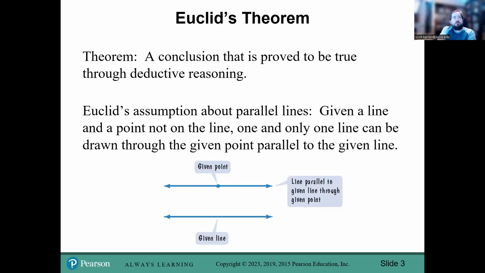Euclid's theorem was a conclusion that is proved to be true through deductive reasoning. His assumption about parallel lines is: given a line and a point not on the line, one and only one line can be drawn through the given point parallel to the line. So if I have a line and a point, there's only one other line that will go through this point and be parallel to the other line. If I try to draw another one, those two are going to intersect. There's only one that goes through that second point.